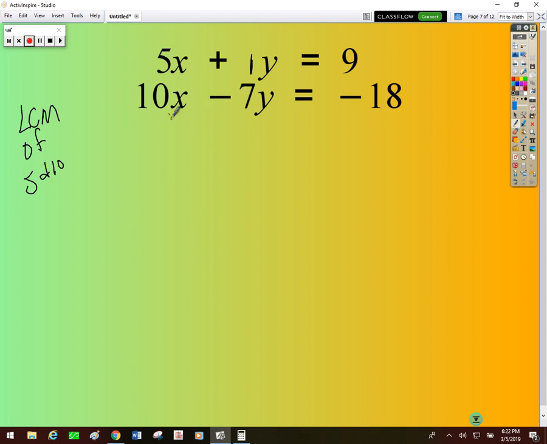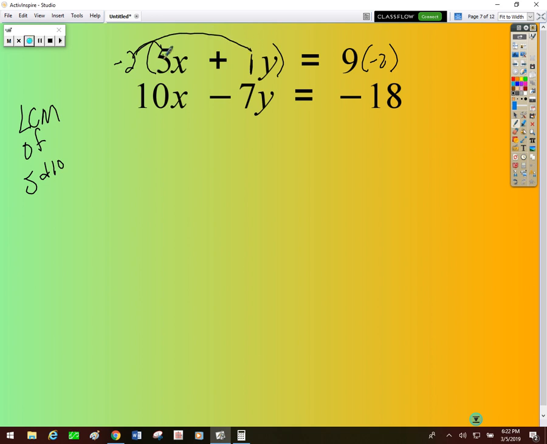But the whole key here is, remember, we want to make one of these the opposite of the other. Well, this is the bigger one, so I'm going to leave it alone. I'm going to turn this 5x into the opposite of that. To do that, I'm going to multiply by negative 2. So let me show you that distributed this way. It makes it a little bit easier. So negative 2 here, and then negative 2 here. So we're going to distribute here and distribute here.